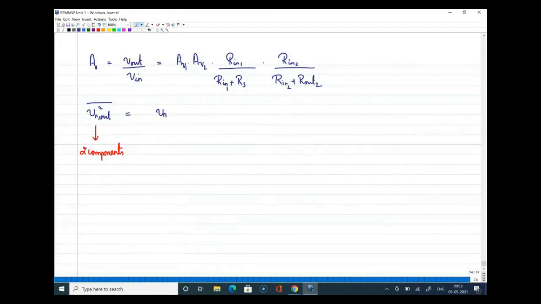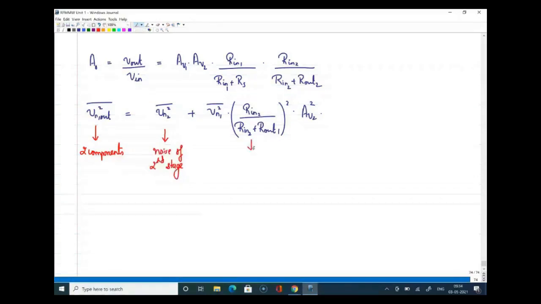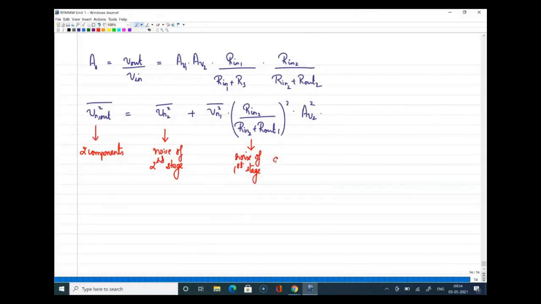So if I want to write the noise at the output, I have to consider two components. One is directly Vn2 square bar, which is the output noise of the second stage. And the second component is Vn1 square bar, which is the output noise of the first stage, multiplied by R in 2 divided by R in 2 plus R out 1, the whole square, multiplied by AV2 square. I hope this is clear. Let me write it separately. The noise of the second stage, which is already defined at the output. Now this is the noise of the first stage, but when I write the noise of the first stage at the output, I should add the proper attenuation and amplification factors.